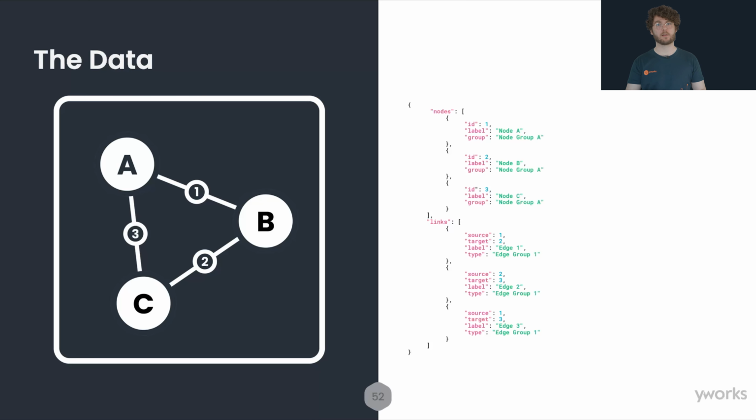First, let's think of the following graph as an example. It's a K3 complete graph consisting of 3 nodes and 3 edges. The nodes are labeled A through C, and the edges are labeled 1 through 3.